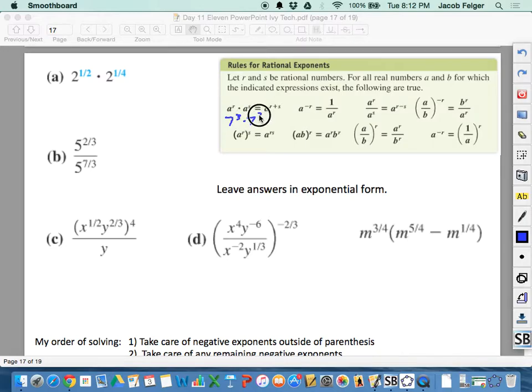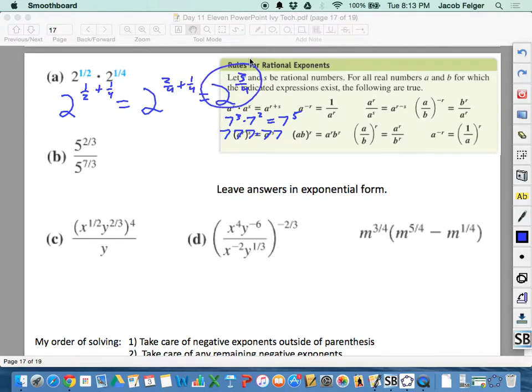7 cubed times 7 squared gave me 7 to the 5th, 5 sevens. So my rule was I added the exponents. Would it be 1 to the 6th? No. So how do we add fractions? You've got to have a common denominator, right? So it'd be fourths. 2 to the 1/2 plus 1/4 would be 2/4 plus 1/4, which would be 2 to the 3/4. That's your answer for that one.